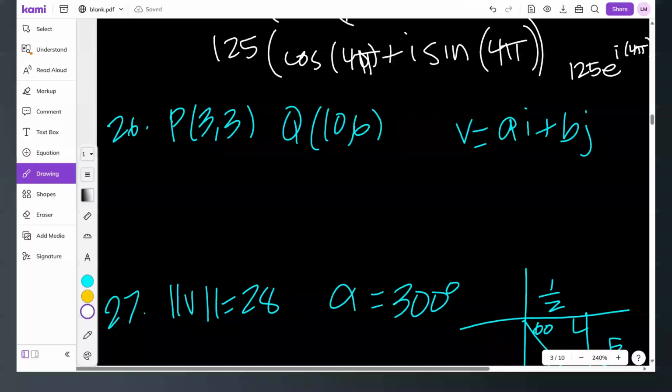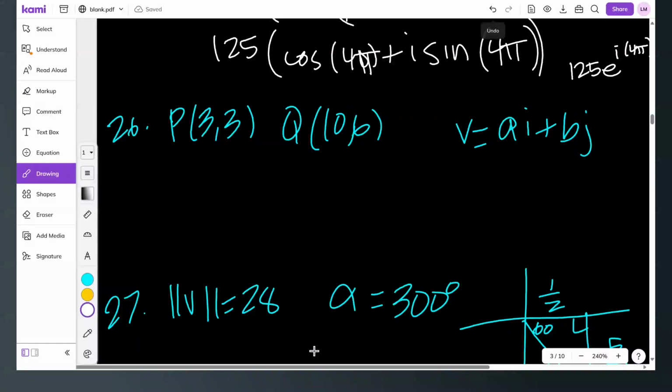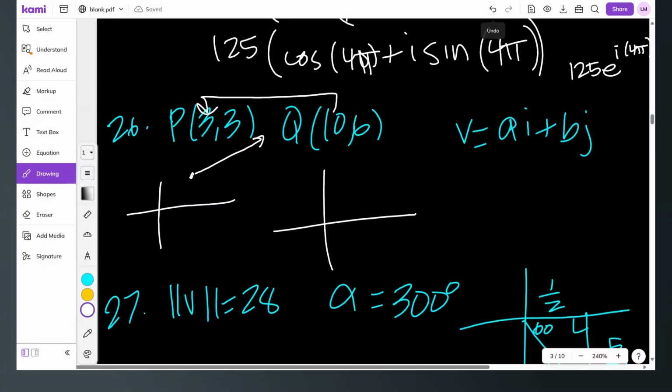Okay, good. All right, number 26 asks me to create a position vector with a starting point and a stopping point. Right now, this vector starts at 3, 3 and goes to 10, 6, and they want me to move it back to 0, 0. So I'm just translating it back. To do that quickly, I do 10 minus 3, and that's 7. And then 6 minus 3, and that's 3.